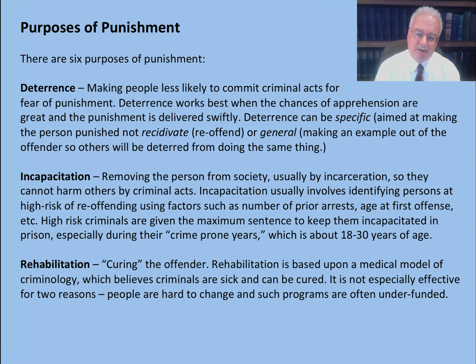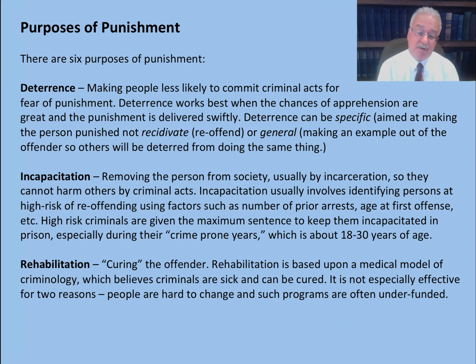concept of general deterrence. And that's when you make an example out of the offender so others will be deterred from doing the same thing. So you have a serious punishment for somebody who commits a crime, and you make sure everybody learns about that. So they say, wow, I don't want that to happen to me. I'm not going to commit that crime. That's general deterrence. Now, another purpose or rationale for punishment is incapacitation.